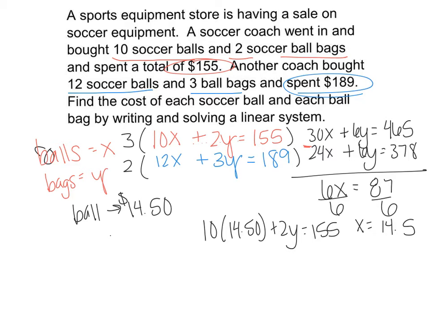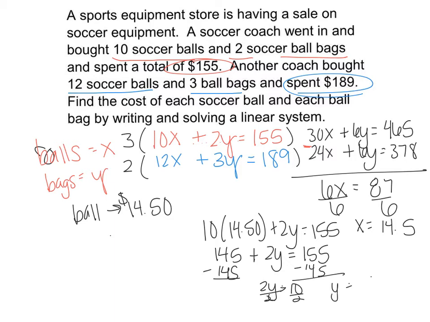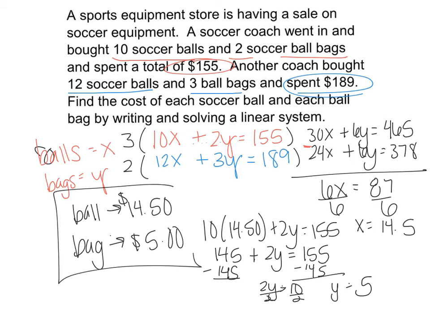10 times $14.50 is 145. So we have 145 plus 2y equals 155. Let's take away 145 on both sides so that we have 2y equals 10. We get y by itself. We find out that y equals 5. Remember, y equals the cost of a ball bag. So the cost of our ball bag is $5. And now we have our cost.